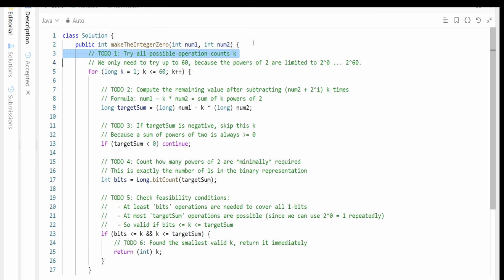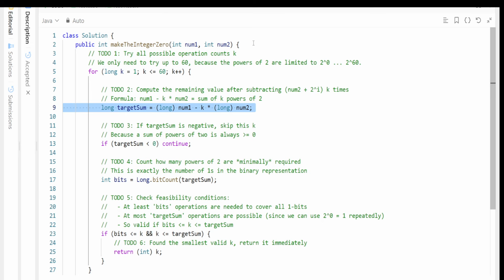We will try all the possible operation counts k, and we only need to try up to 60, because the powers of 2 are limited from 2 to the power 0 to 2 to the power 60. So my k will be from 1 to 60. We compute the remaining value after subtracting these times, 2 to the power i, in k times. The formula is num1 minus k times num2, and this is nothing but the sum of k powers of 2.